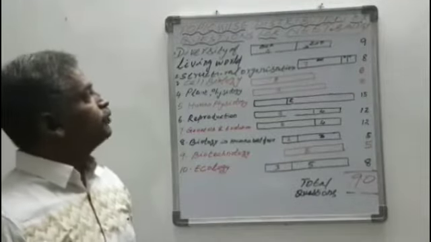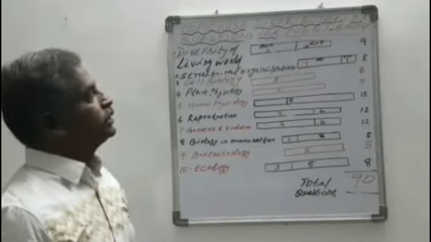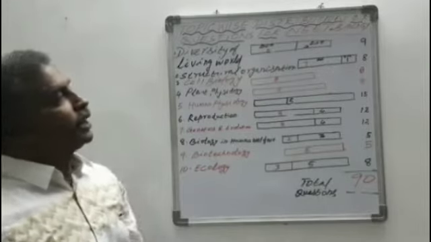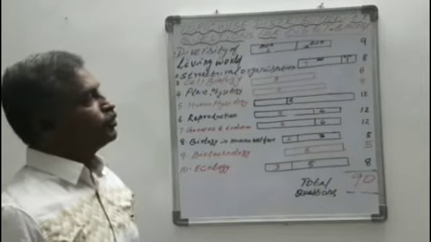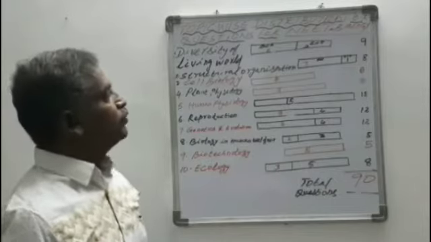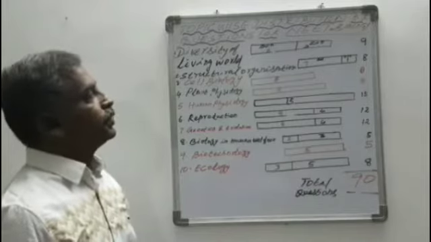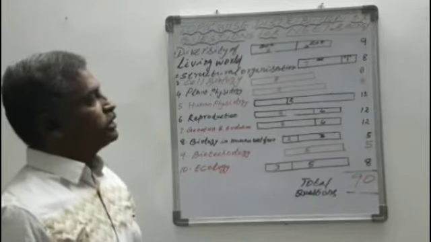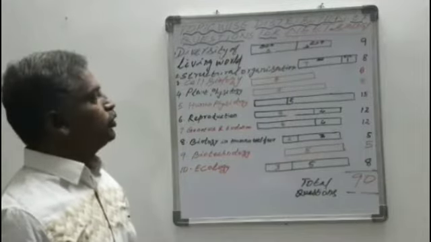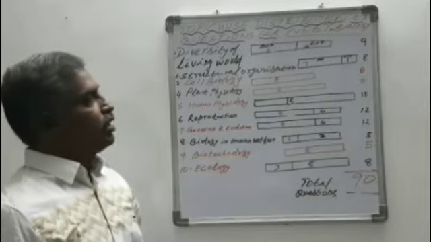The first unit is diversity of living world of 11th biology, from which 6 questions are asked from the botany side and 3 questions from the zoology side. Total 9 questions are asked from diversity of living world. The second unit is structural organization in plants and animals, from which 8 questions may be asked. The third unit is a very easy and simple unit, cell biology, in which 8 questions are asked.